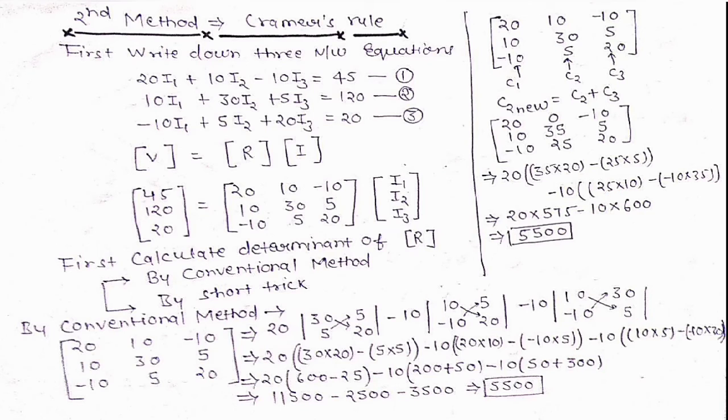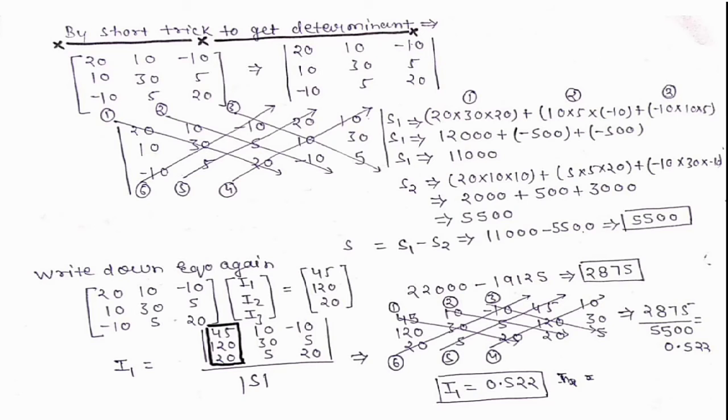Okay, the second short trick method to find the determinant of the matrix is like this, but this method is only applicable for a 3 cross 3 matrix actually. If you have a 3 cross 3 matrix, then this method is applicable. Here you see we have a matrix like this: 20, 10, minus 10; 10, 35, minus 10; 5, 20. So for this matrix, what we do actually is, again we write these two columns again further on.